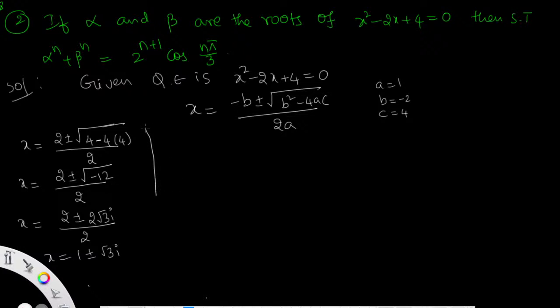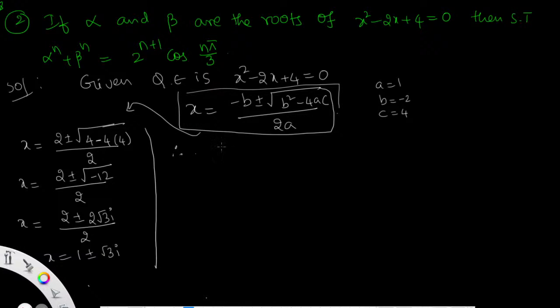Therefore alpha and beta are the roots of the equation. Just write here: alpha and beta are the roots of the given equation, that implies alpha equal to 1 plus root 3i and at the same time beta equal to 1 minus root 3i.